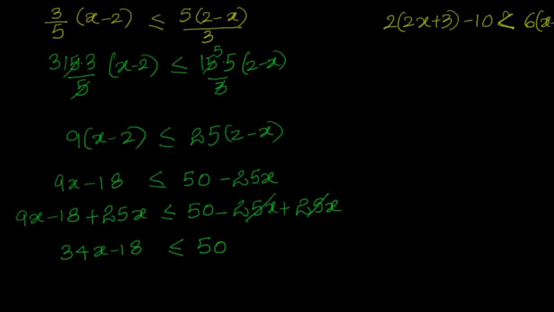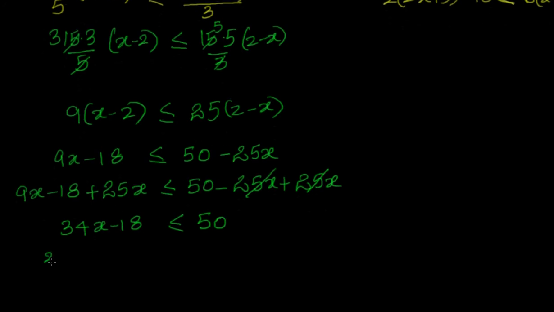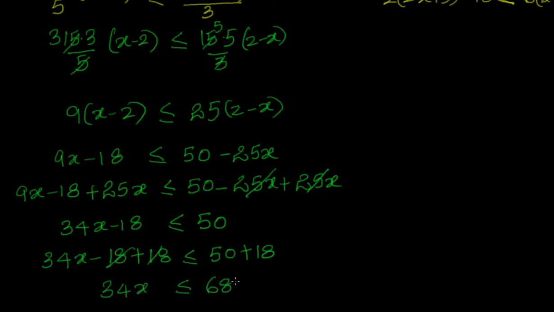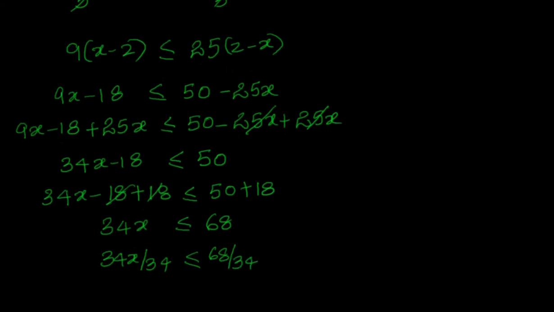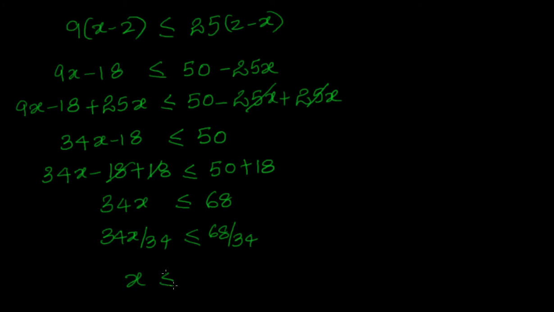Now I want to get rid of the 18, so what I have to do is I have to add 18 on both the sides. So I'll have minus 18 plus 18 less than or equal to 50 plus 18. That's nothing but equal to 34x less than or equal to 68. So now I have x surrounded by 34 and I want to get rid of that, so I have to divide on both the sides by 34. I will have 68 by 34. That's nothing but equal to x less than or equal to 2.